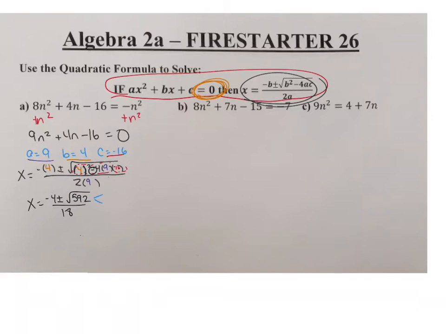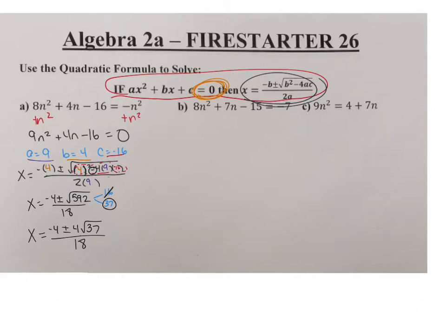Now, there are multiple perfect numbers that go into 592, but 16 is the biggest. 4 also works. No, not 4. So I do 592 divided by 16, I get 37. That means 16 times 37 is 592. So x equals negative 4 plus or minus this 16 turns into this 4 right here. All over 18.